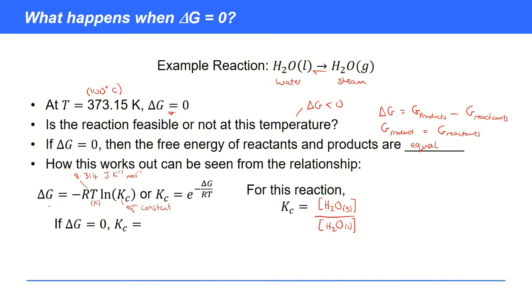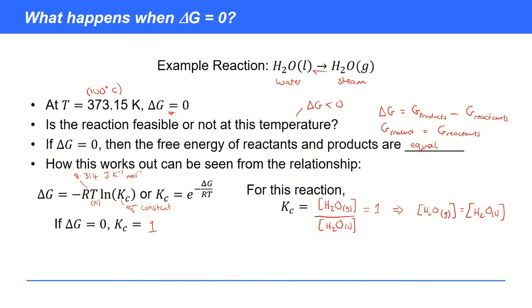And you can rearrange this very famous relationship and turn it into this one, which says that Kc is equal to e to the minus delta G over RT. Now, if delta G is equal to 0, then we can solve for Kc, and we find that e to the power minus 0 is just going to be 1. So we've got Kc equals 1. And what that basically means is that the concentration of H2O gas must be equal to the concentration of H2O in the liquid phase.